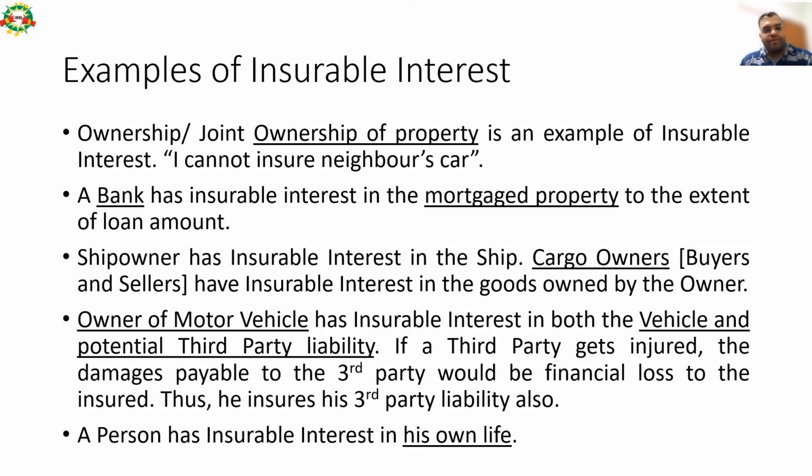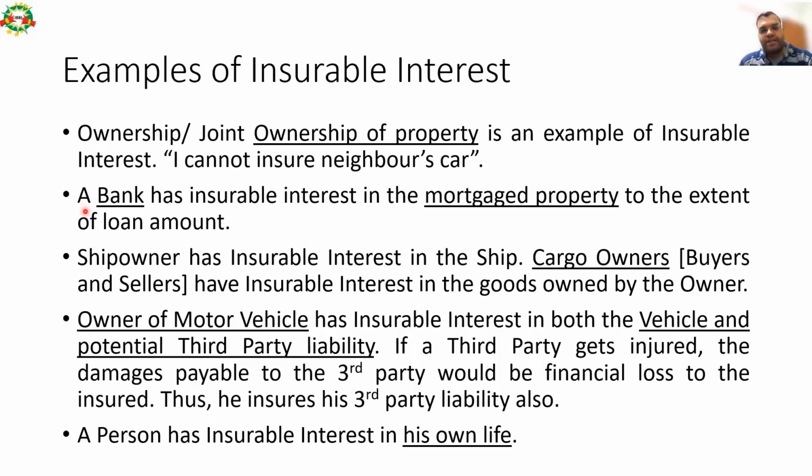So these are the examples of insurable interest. For example, ownership or joint ownership of property is an example of insurable interest. I cannot purchase insurance for the car of my neighbor. The car should be owned by me. Only then can I purchase an insurance policy for it.